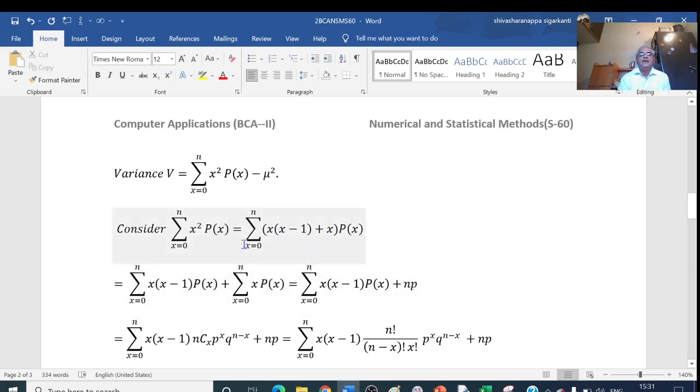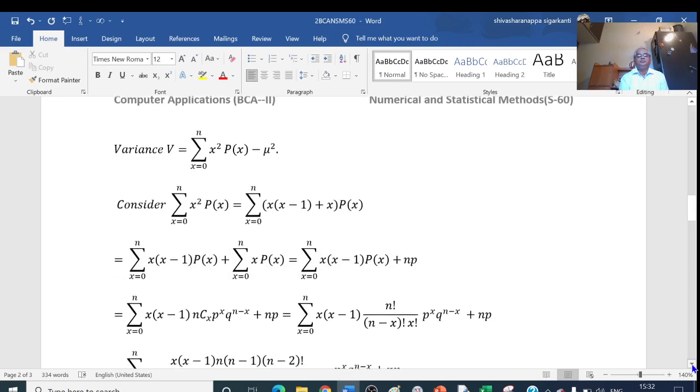And I can write this as the sum of the two summations here. That is x into x minus 1 into px one term, x into px another term. That is sigma x from 0 to n x into x minus 1 px plus sigma 0 to n x into px. This is equal to sigma x into x minus 1 into px plus the summation. Already we have got this here. This is nothing but our mean here. This is equal to n into p.